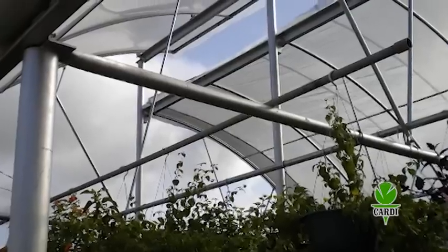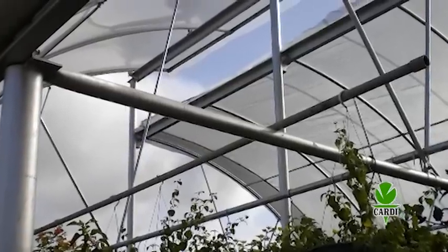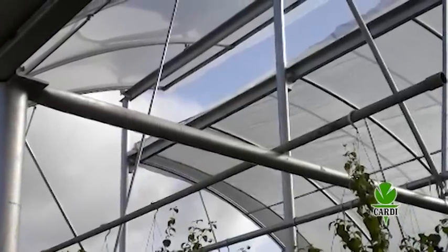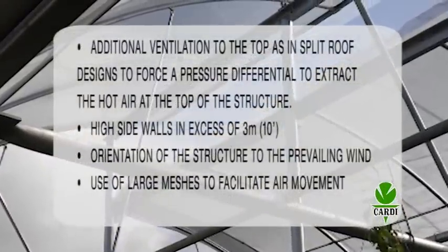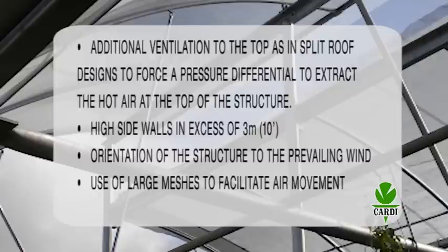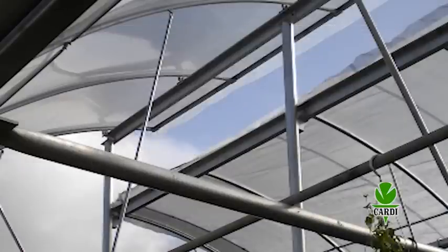Most completely enclosed designs rely on passive ventilation to cool them and have design features to assist this. These include additional ventilation to the top, as in split-roof designs, to force a pressure differential to extract the hot air at the top of the structure, high side walls in excess of 3 meters or 10 feet, orientation of the structure to the prevailing wind, and the use of large meshes to facilitate air movement.